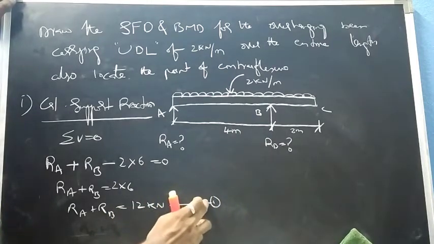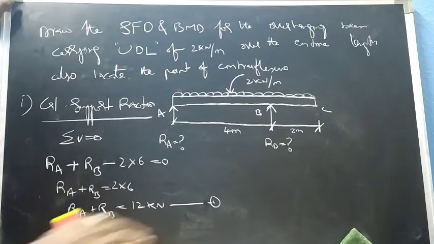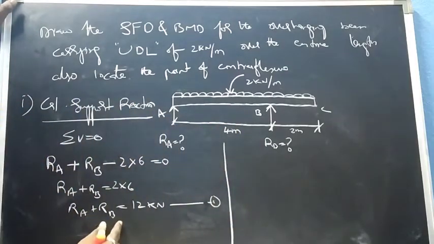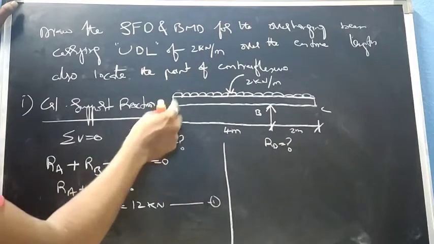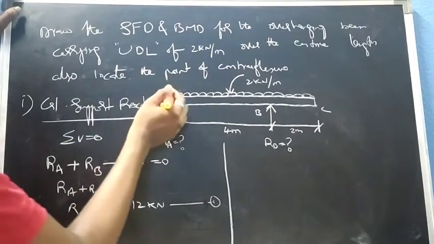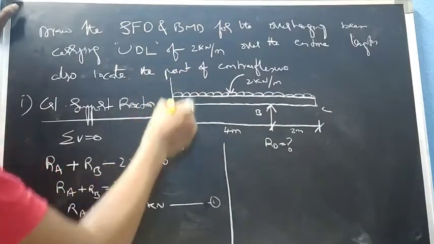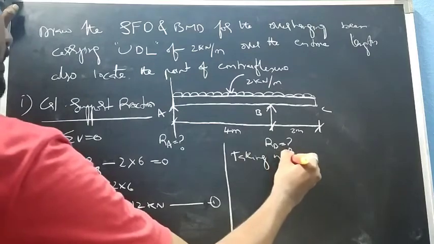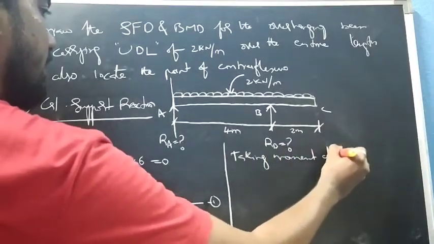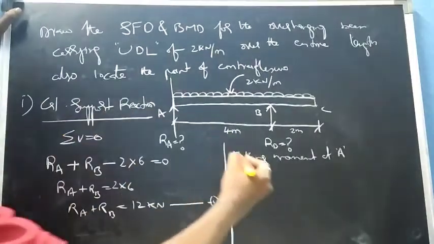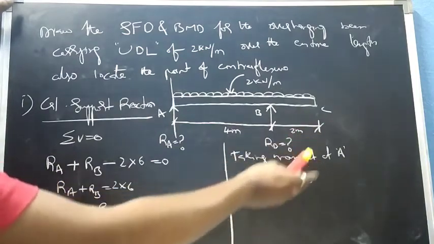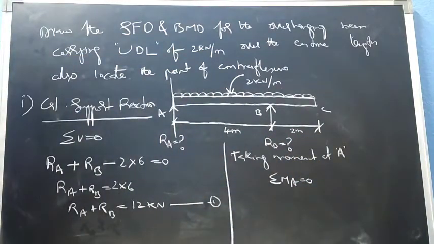We call it equation 1, right? Clear? It is equation 1. So now we'll try to find out RB by taking moment at A. So here I am taking moment at A, that is summation of MA equals to 0. So from the equilibrium equation I can write summation of MA equals to 0.